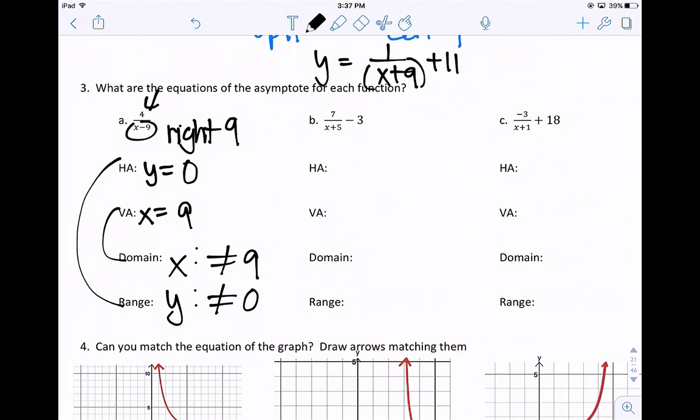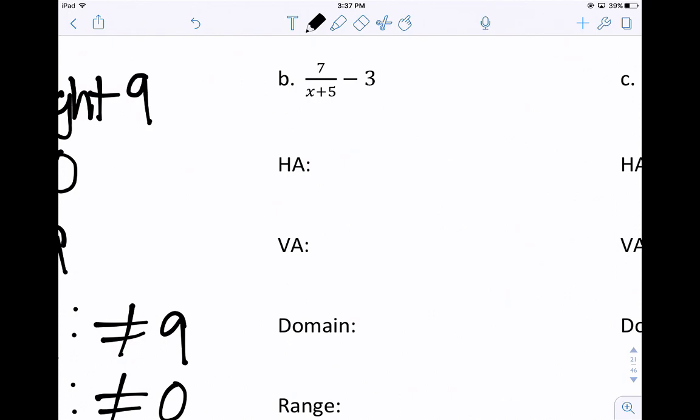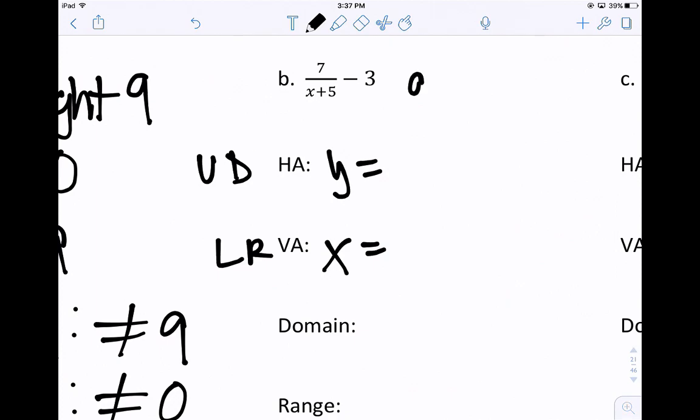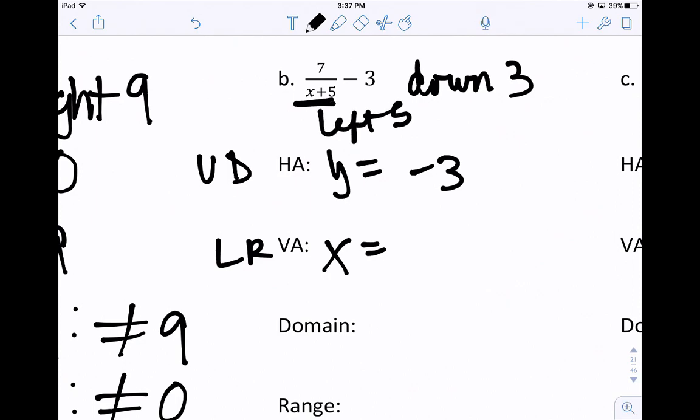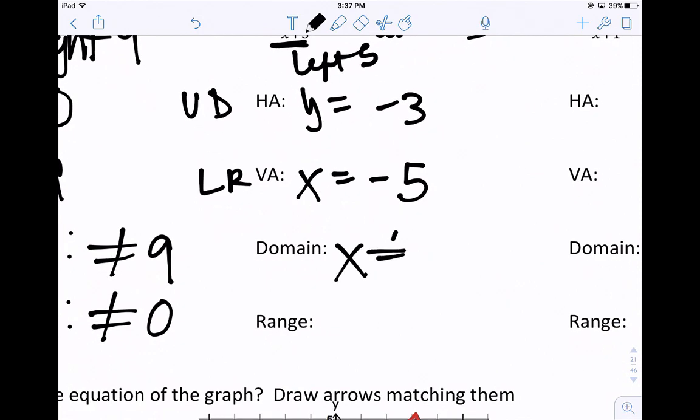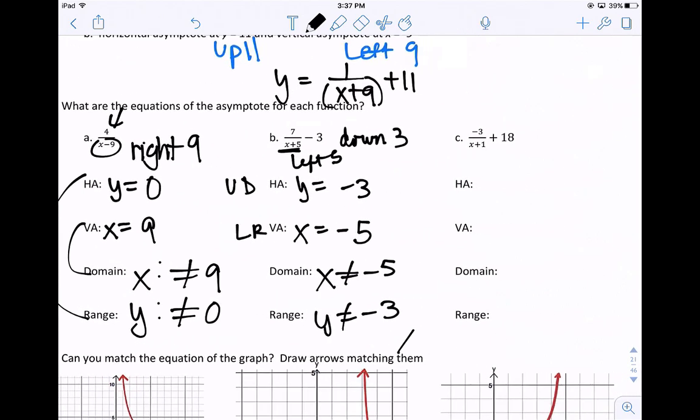All right, let's take a look at this next one. So again, horizontal asymptote is your y equals line. Vertical is x equals. And vertical is left and right. Horizontal is up and down. Okay, so this one goes down 3. This goes left 5. And the domain, everything but negative 5. Range, everything but negative 3. And you could try graphing too if you want to look at them.